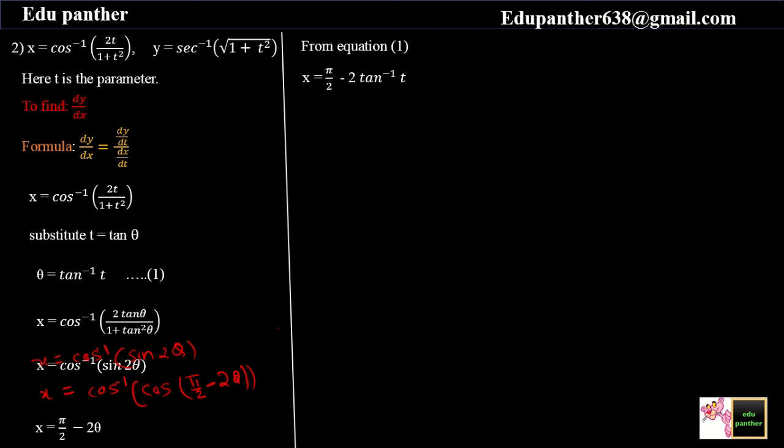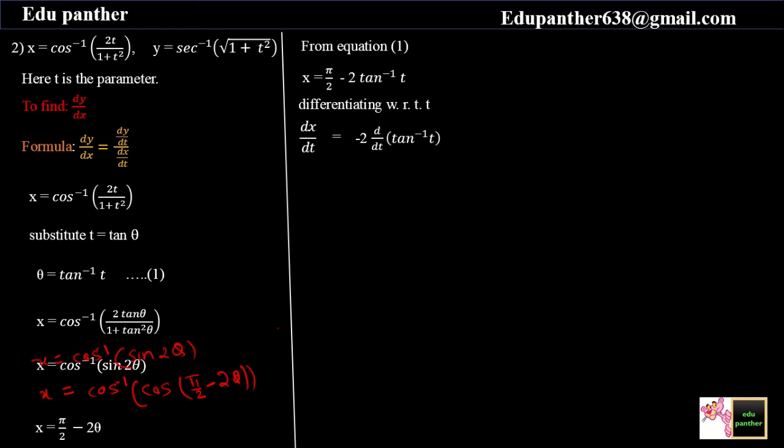Next step is to differentiate it. So differentiate with respect to t. So dx by dt will be, now the derivative of pi by 2 will be 0 because it's a constant number, and the derivative of a constant number is 0. So we are left with minus 2 times the derivative of tan inverse of t.